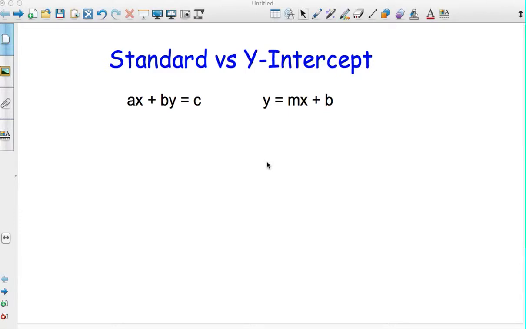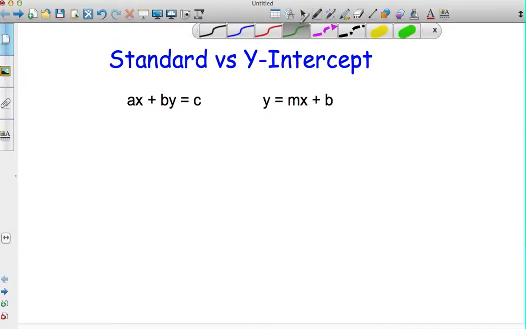Going to be looking at standard form versus y-intercept form. These are both types of equations that we can use. I should specify linear equations. Today in class we worked with y equals mx plus b, which is the y-intercept form.